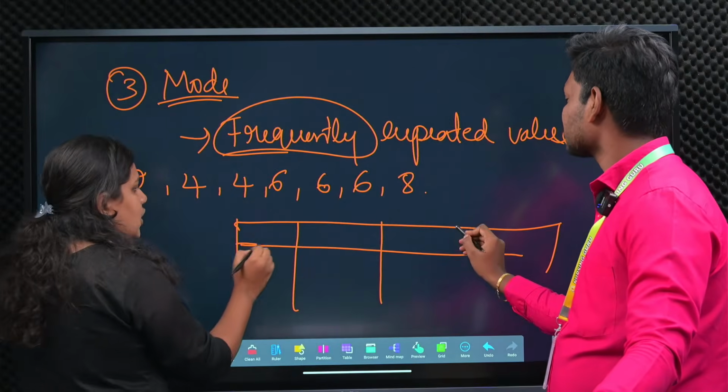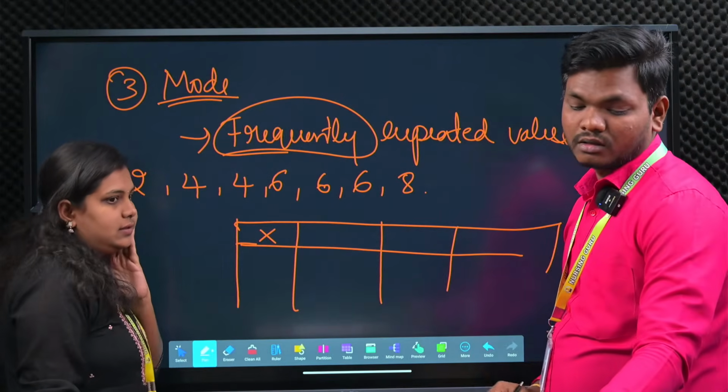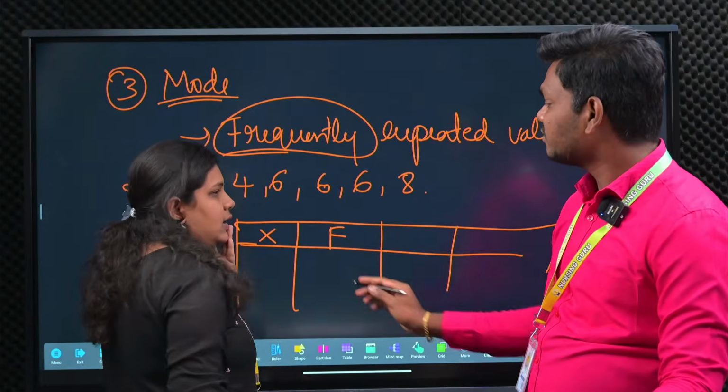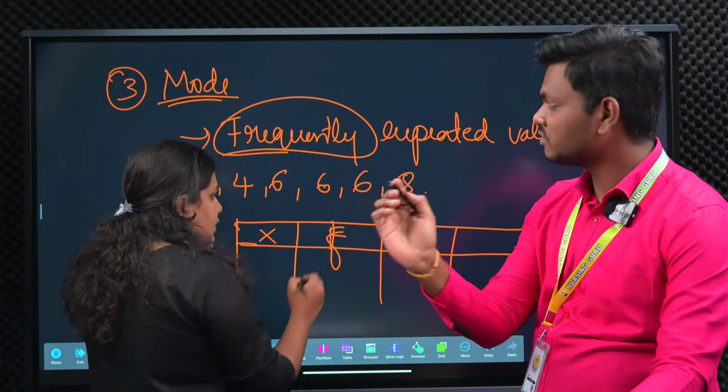This is your value, the value which is given. And here there will be the frequency. You can write it as the number of occurrences.